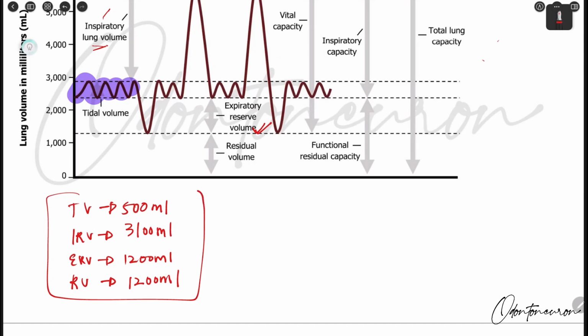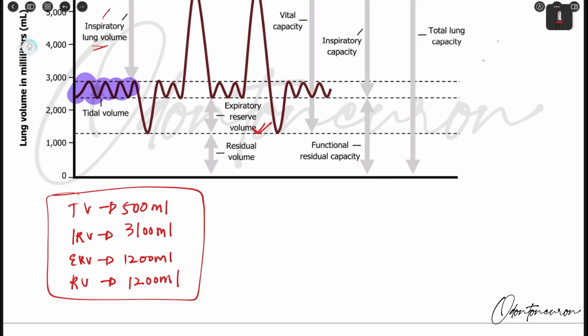What is tidal volume? Now you only have to know these four parameters. The rest I will teach. Just know these four basic parameters. What is the tidal volume? It's the respiration which we are doing now. Normally we are breathing now. That is known as the tidal volume, which is your 500.